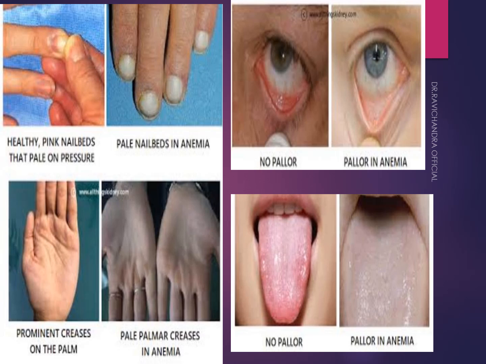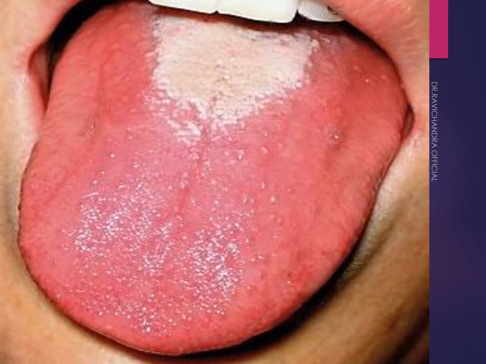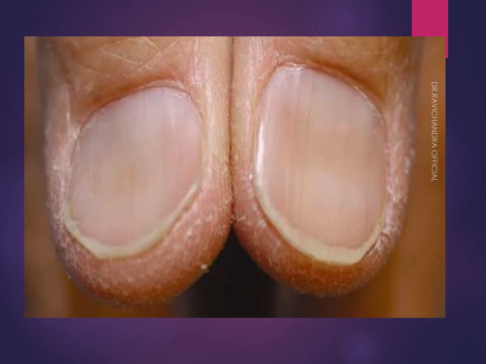You can observe the conjunctiva, tongue, fingers, and whether prominent creases are there or not. And you can observe the tongue also, which is pale or showing pallor in anemias. In iron deficiency anemia, there will be spoon-shaped nails called koilonychia. This is a classical feature for iron deficiency anemia.